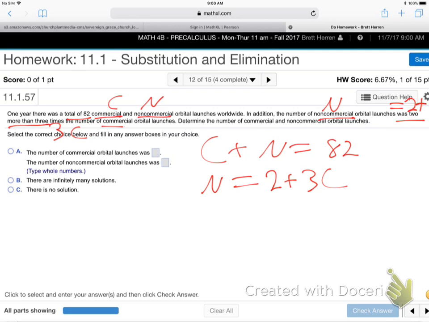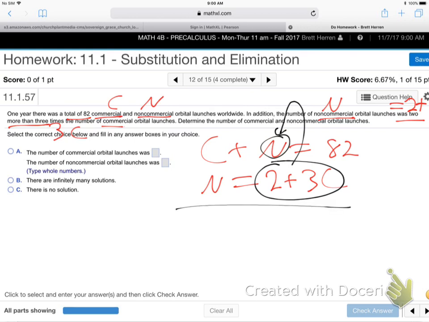We got a lot of sections to do today. So how do you solve when you've got 2 equations, 2 letters like that? You say, I'm going to plug one into the other. N equals 2 plus 3C. That means wherever I see N, I can replace it with 2 plus 3C, because N is 2 plus 3C, right?